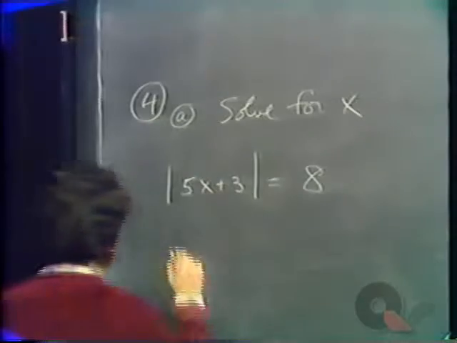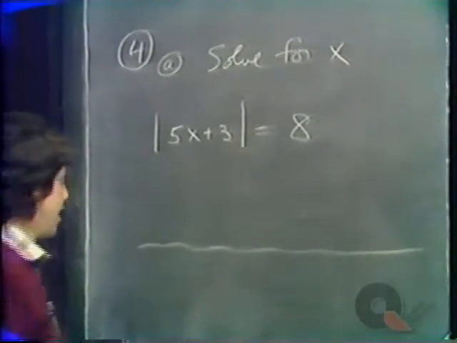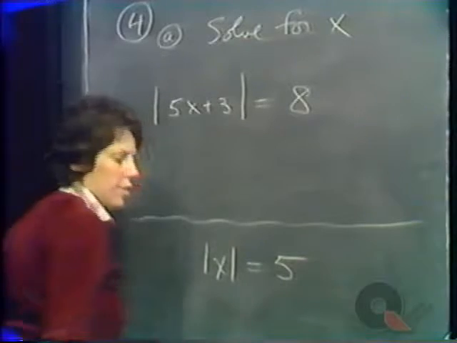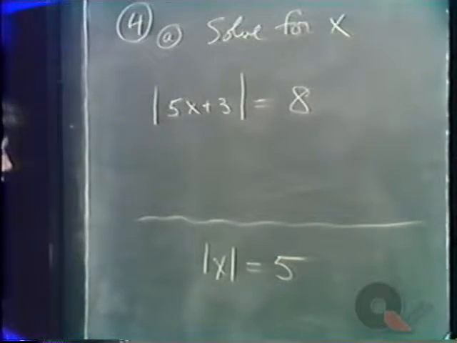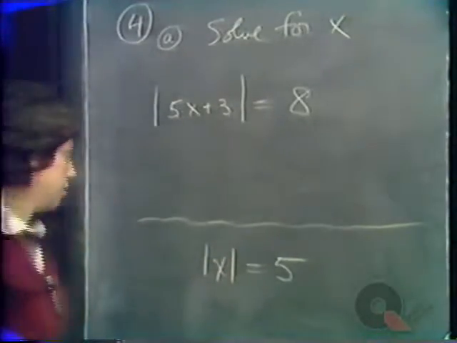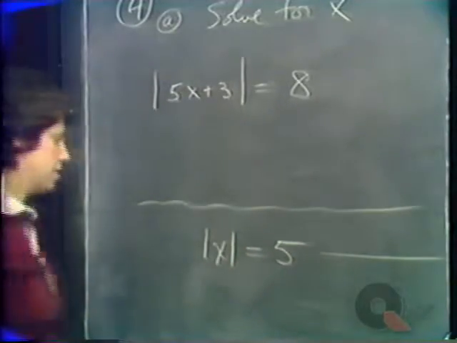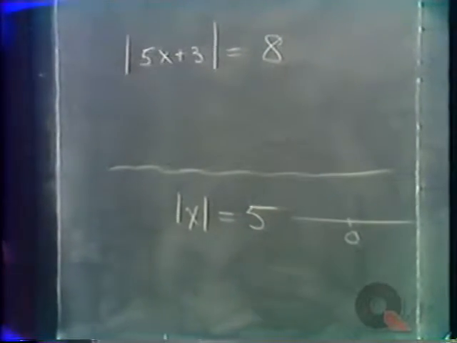Okay, let's look at a simpler one first. Let's suppose I had the absolute value of x equals 5. A simpler equation involving absolute value. The absolute value of a number refers to its distance from the origin on the number line. We're saying here that the distance between x and 0 on the number line is equal to 5. So what does it tell you about x?